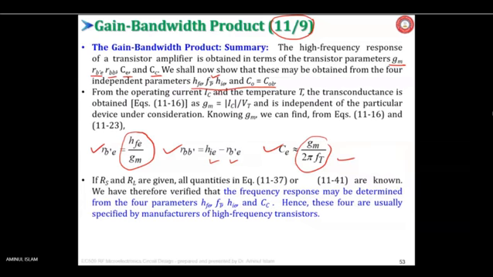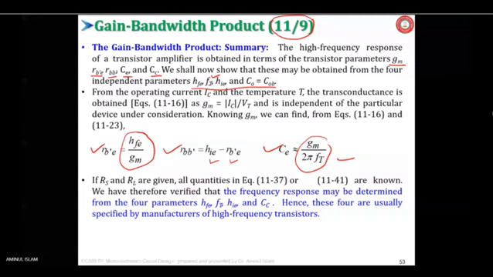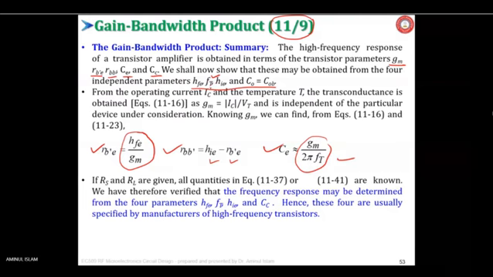This fT is a transition frequency or unity gain frequency of a device. Once you make a unity current gain, if you want to use it as a current gain, the unity current gain frequency is fT. Okay, 0 dB gain is going to give you the fT. Then hie and hfe we have discussed, Co and Cob we know.